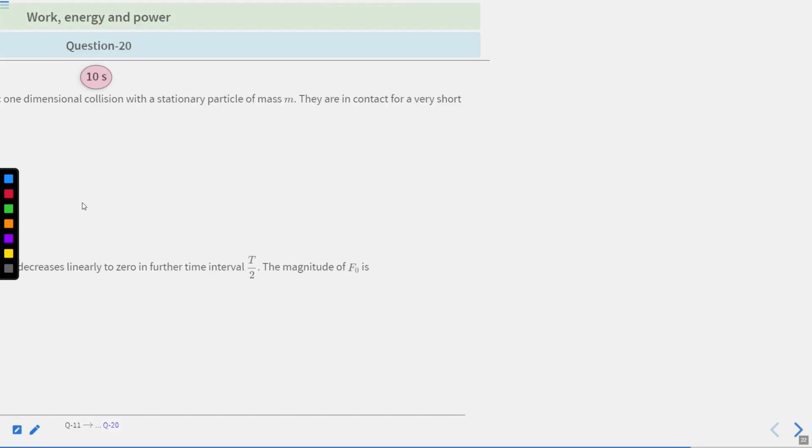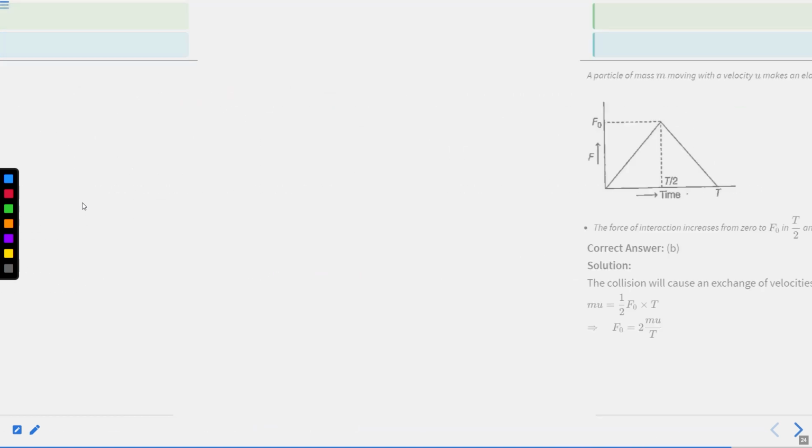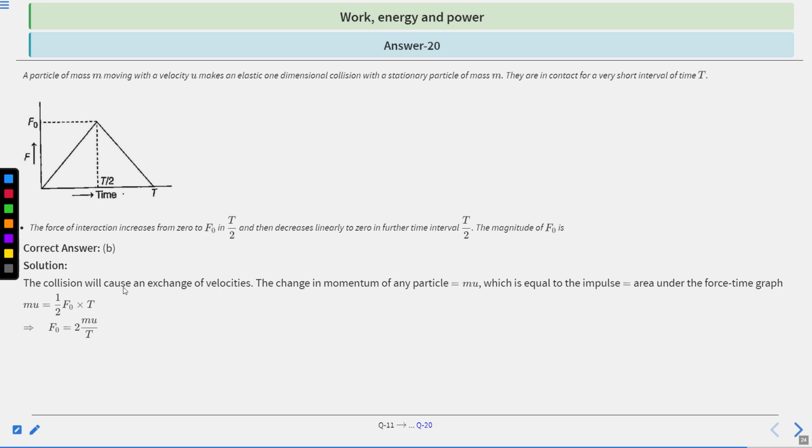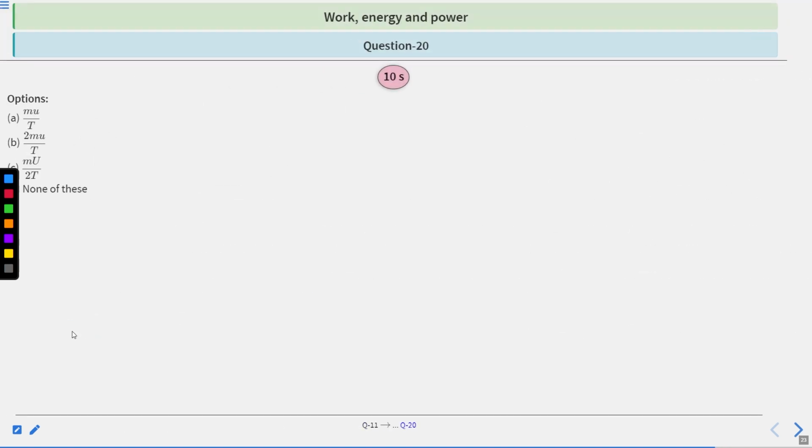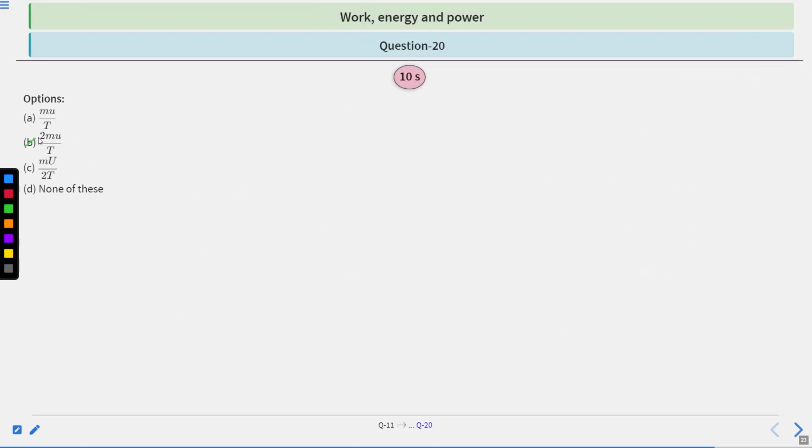Let's find a solution. So this is the question. The collision will cause an exchange of velocities. The change in momentum of any particle is equal to mu, which is equal to the impulse, equal to the area under the force time graph. So mu equal to half f naught into t. Clear? So solving this term, f naught is equal to 2mu divided by t. Clear? So correct answer is B. B is the correct answer, 2mu divided by t. Clear?